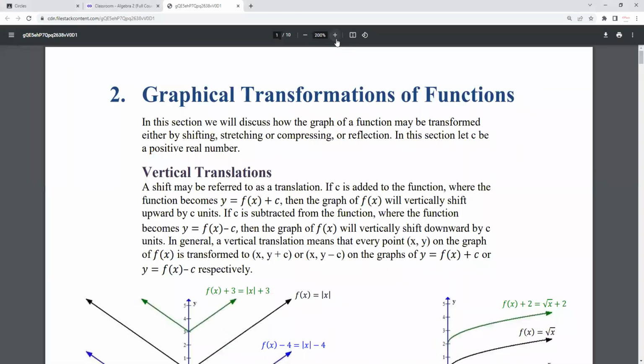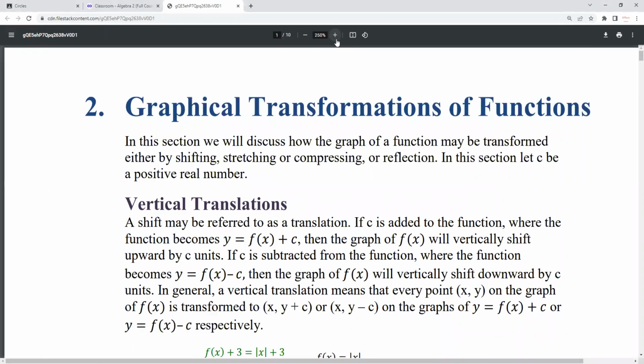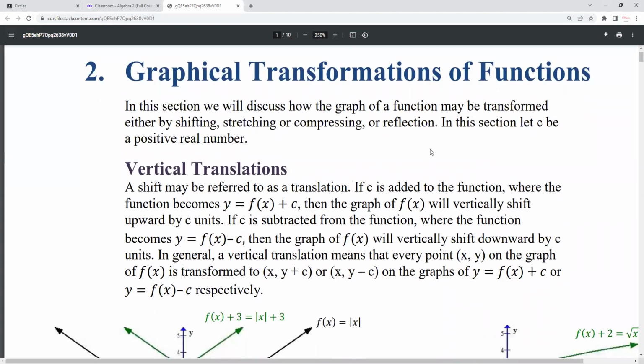Okay, so I uploaded a guide that goes over transformations of functions. It's very useful. I would use it when doing this unit until you get the hang of things. So what are transformations of functions? Meaning you move functions, you rotate them, you flip them, you translate them up, down, left, right, stretch or shrink them. So let's go over the different types of transformations.